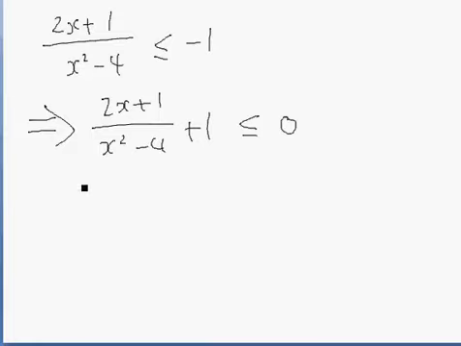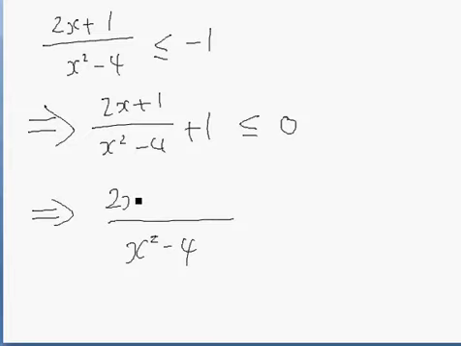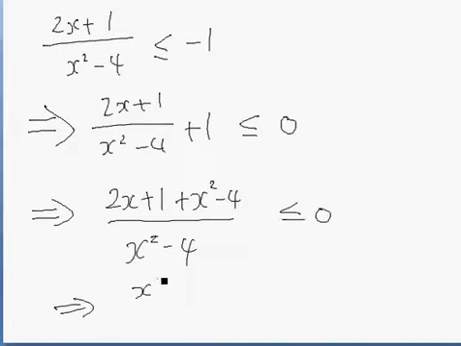So what do we do next? We combine into a common denominator. So you have (2x plus 1 plus x squared minus 4) over (x squared minus 4) less than or equal to 0. So this is the same as (x squared plus 2x minus 3) over (x squared minus 4) less than or equals to 0.